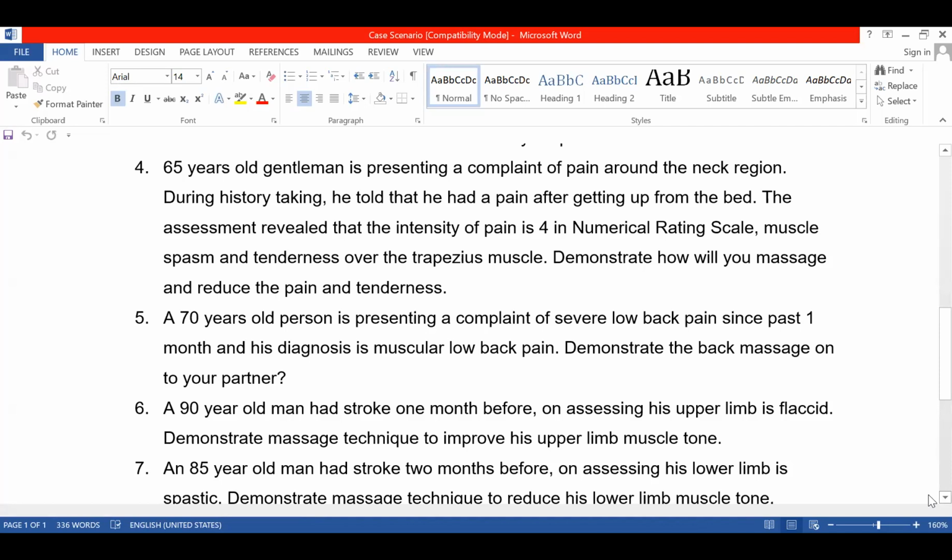effleurage, and we can also do wringing, cupping, beating, compression, and friction over the bony area. We will repeat every technique about 3 times, and we will do effleurage between each technique. Okay, that's all. Thank you.